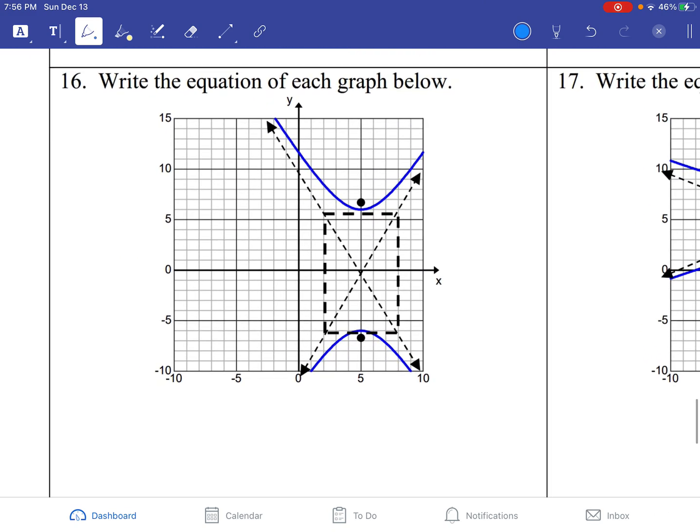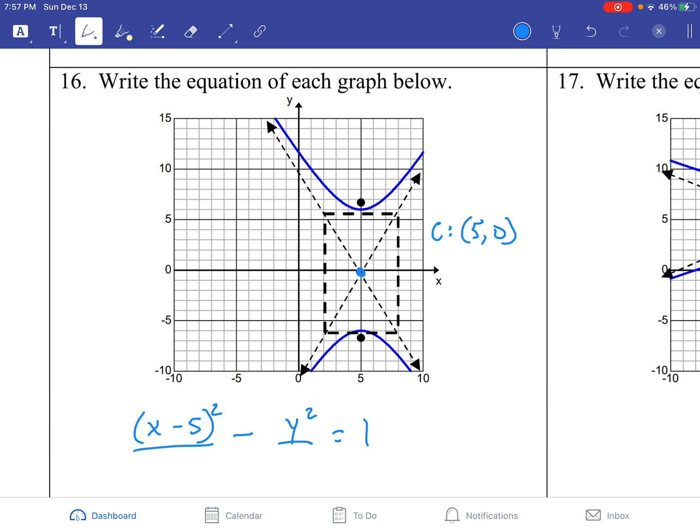Okay, number 16. We have a hyperbola. Our center is going to be here at 5, 0. All right. Because the graph is going up and down, that means the x value is first. So I'm going to have x minus 5. It's going to be minus because it's a hyperbola. Y squared, because there is no k value, equals 1.